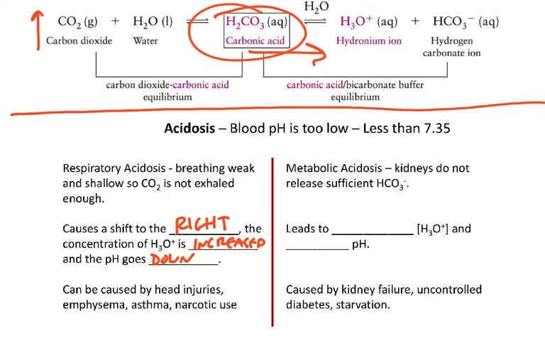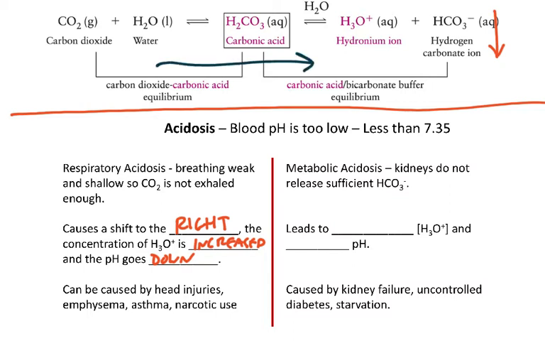Okay, let's look at the right side. Metabolic acidosis. If the kidneys do not release sufficient bicarb, right? So the kidneys are supposed to release bicarb, and if they're not up for the task, right, the concentration of HCO3 would go down. What happens to the equilibrium? Right? It's going to shift to replace it.